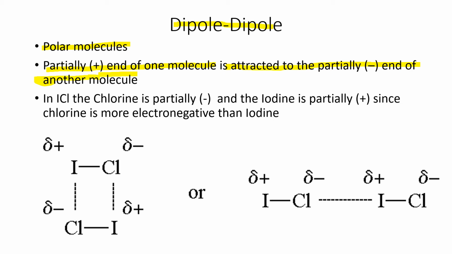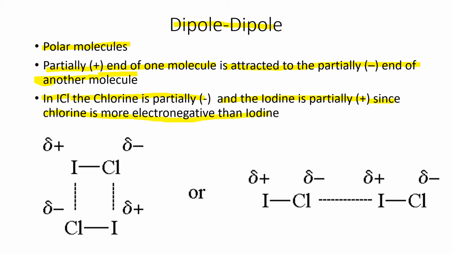In ICl, so iodine bonded to chlorine, the chlorine is partially negative and the iodine is partially positive. This is very similar to the polar covalent example we did with bromine and chlorine, where we saw bromine partially positive and chlorine partially negative. Same idea here with the iodine and the chlorine. Chlorine is above iodine on the periodic table, which means chlorine is going to be more electronegative than the iodine.